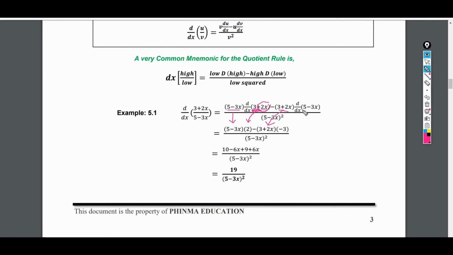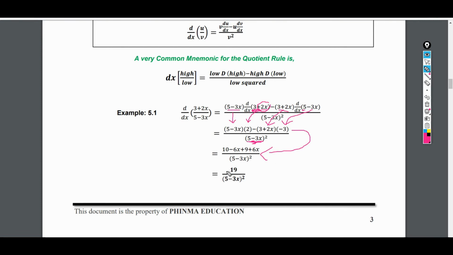Okay, we know that the derivative of 5 here is 0, kasi yung 5 ay constant, minus 3x. So, derivative of negative 3x is simply 3. Or negative 3, I should say. So, ito yung nandito. Ayan. And then, the low is squared na nakalagay kanina. Copy lang natin yan. So, after that, we just simplify everything. Ito yung lalabas. Okay. So, after that, simplify ulit siya.